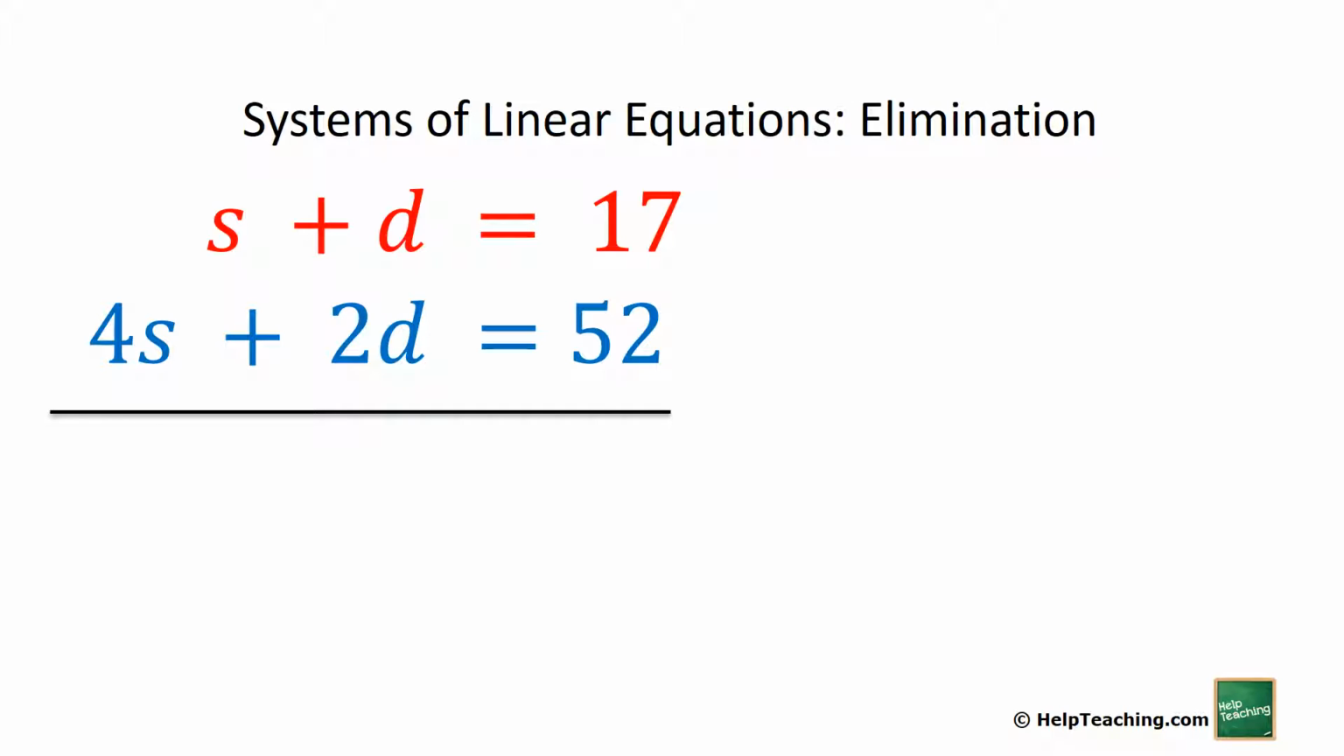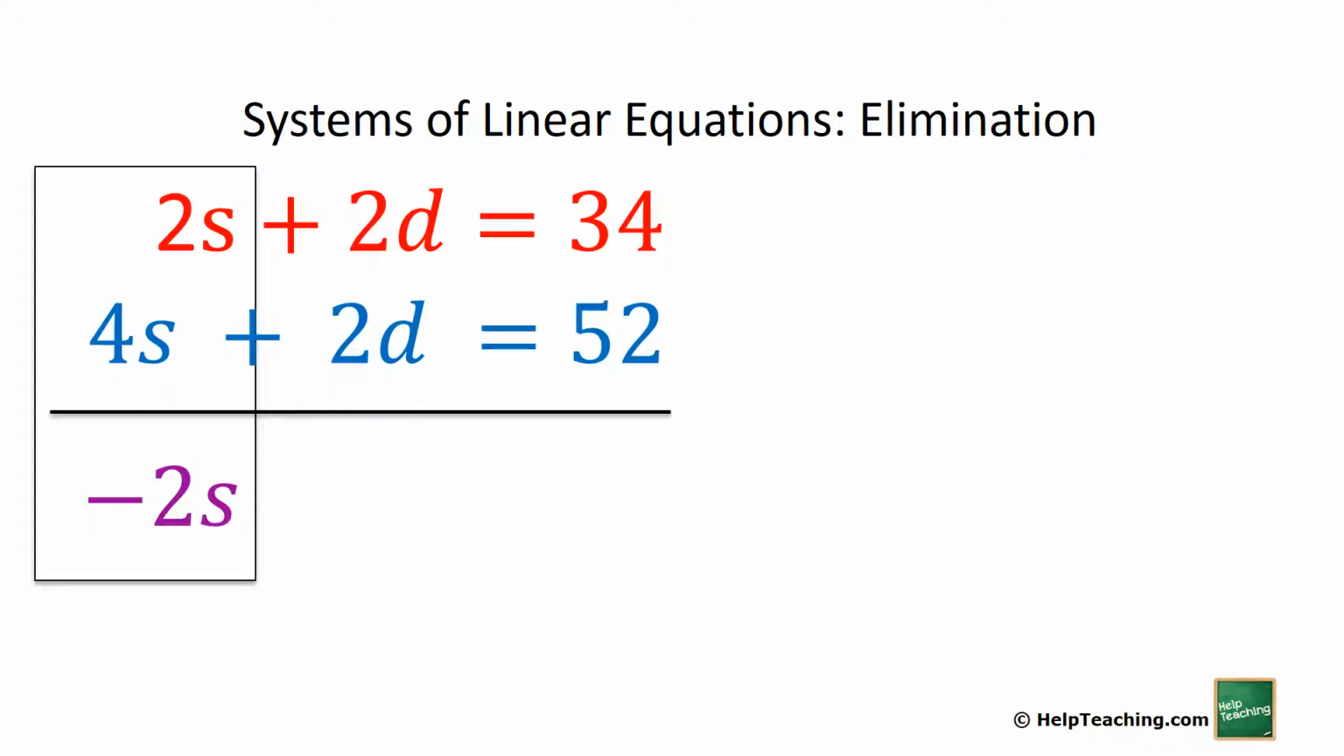The second equation deals with the legs. The number of sheep legs will be the number of sheep times 4. The number of duck legs will be the number of ducks times 2. And all of those legs combined together will be equal to 52. So the easiest thing to change here is to multiply everything in the top equation by 2, which gives us 2s plus 2d equals 34. And now again we can subtract.